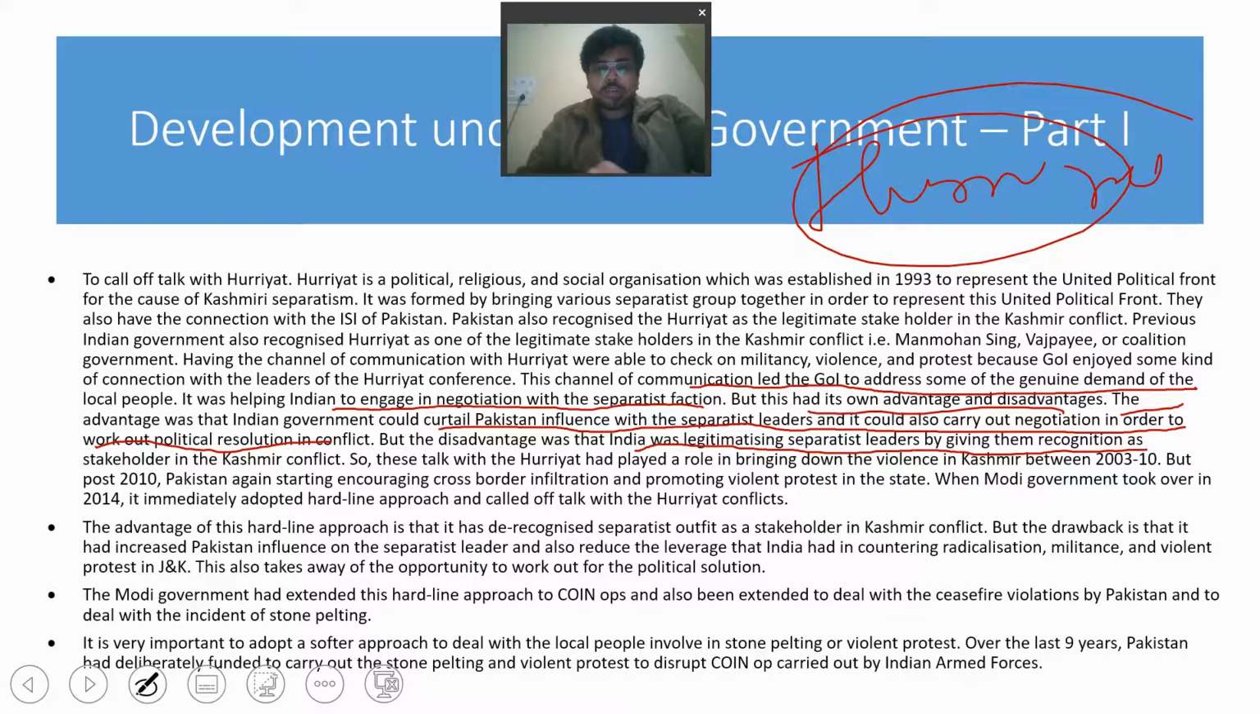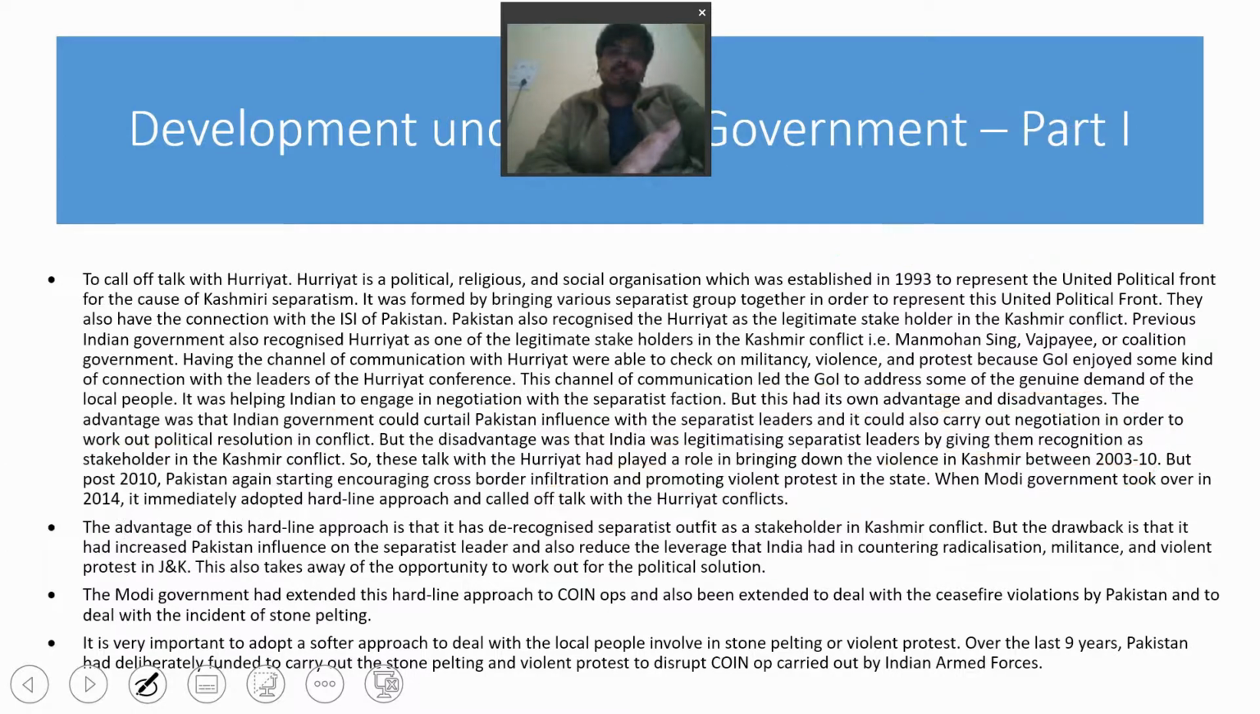India is a sovereign country. Why are we dependent upon the Hurriyat, who are not related to the Indian constitution or government officials? No. These talks with the Hurriyat played a role in bringing down violence in Kashmir between 2003 and 2010. But post 2010, Pakistan started encouraging cross-border infiltration and promoting violent protest in the state. So when the Modi government came, they said, we will not hold talks with the Hurriyat.